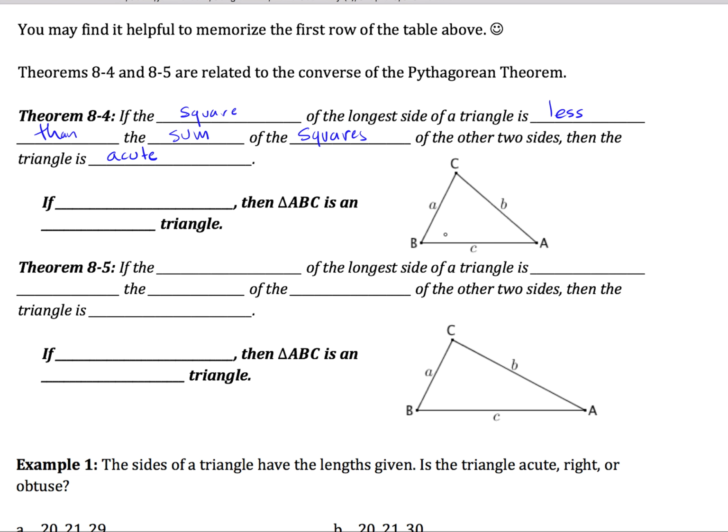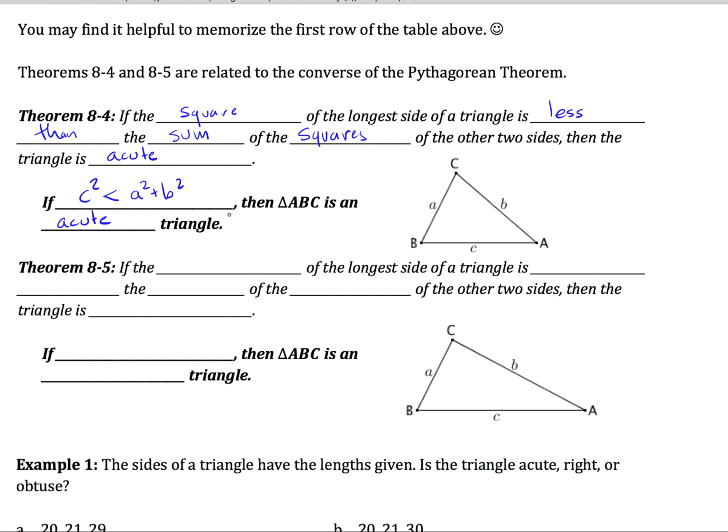So in other words, in this picture right here, where we have triangle ABC with sides of A, B, and C, if I picked out the longest of the sides, which we'll say is C, if C squared is less than A squared plus B squared, then triangle ABC has to be an acute triangle.